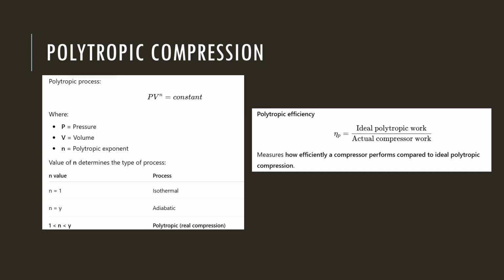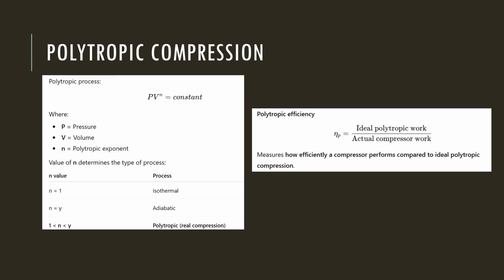For example, if n is equal to 1, the process becomes isothermal compression. If n equals gamma, which is the ratio of specific heats, Cp by Cv, the process becomes adiabatic compression. But in real compressors, the value of n usually lies between 1 and gamma. This means the process lies between isothermal and adiabatic compression, and that is exactly what we call polytropic compression.